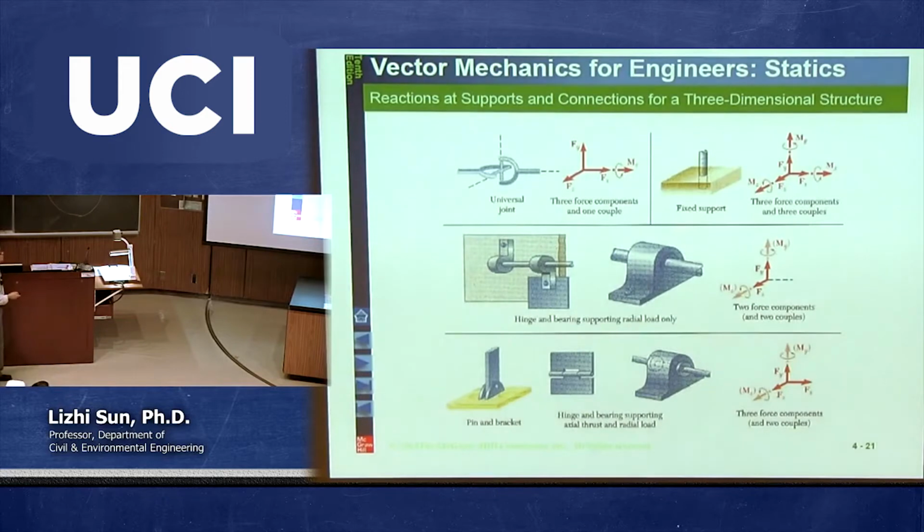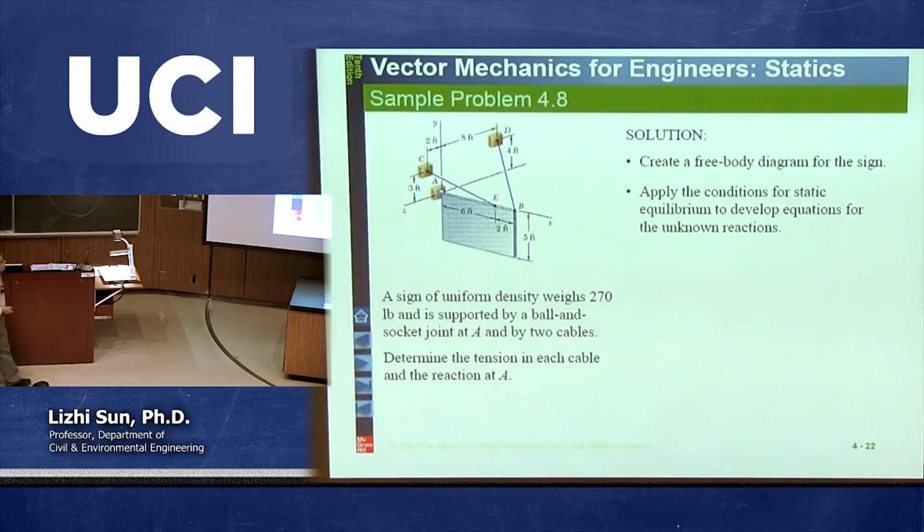Okay, I want to talk about another example just to show you how we can solve a three-dimensional rigid body problem under equilibrium condition. This is one of the examples we can see from the book. A sign of uniform density, this one.